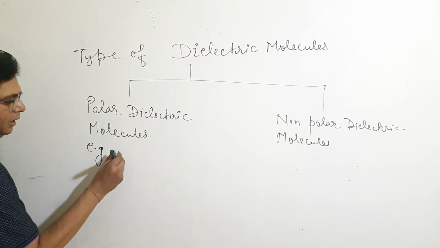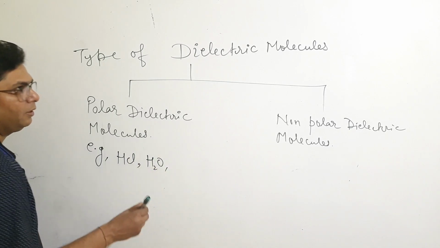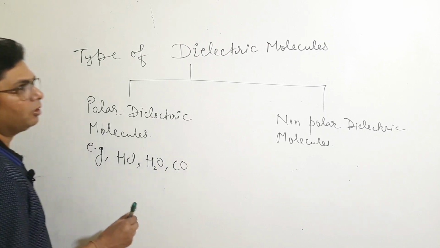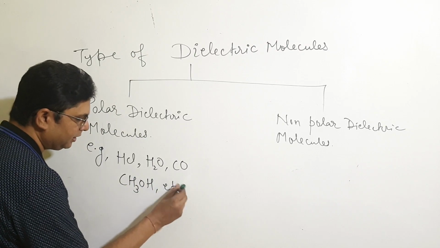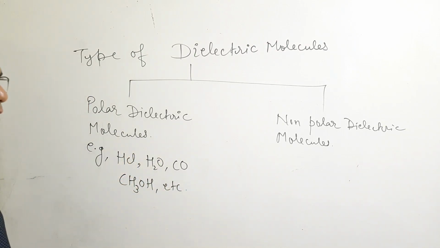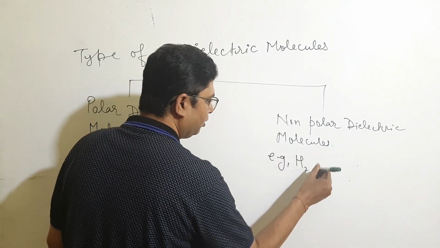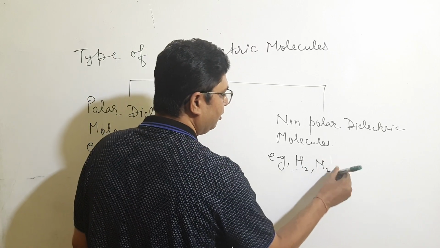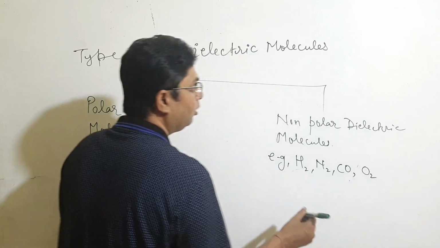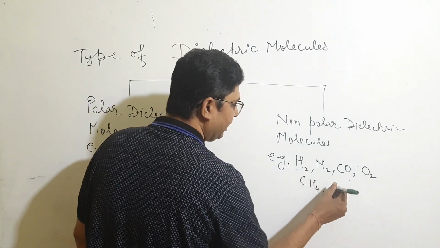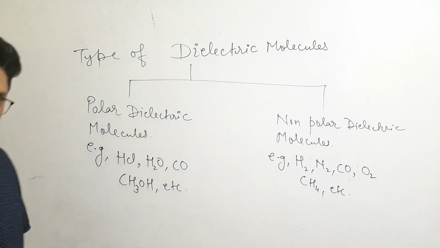You have examples of polar dielectric molecules. They are HCl, we have H2O, water, we have CO, carbon monoxide, CH3OH, etc. These are examples of polar dielectric molecules. For non-polar dielectric molecules, we have examples H2, N2, CO2, O2, CH4, methane, etc. These are the examples of polar and non-polar dielectric molecules.